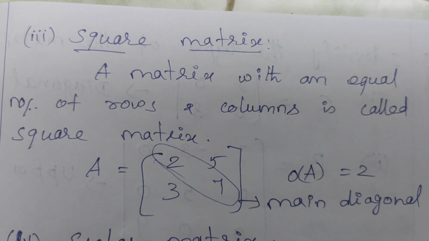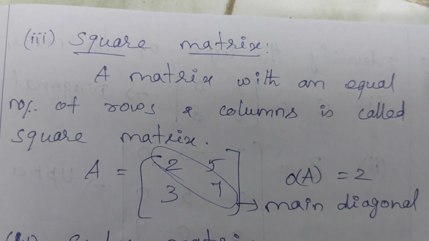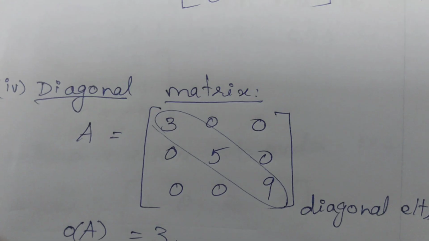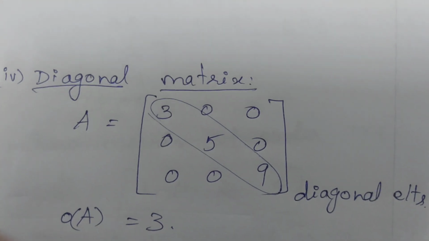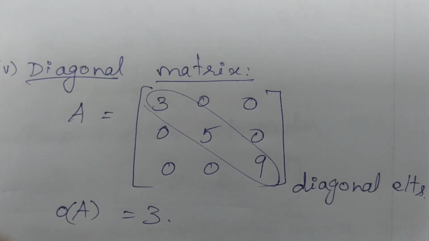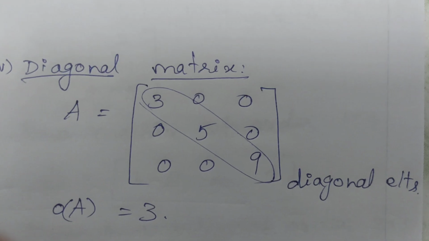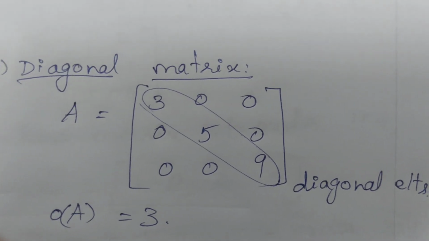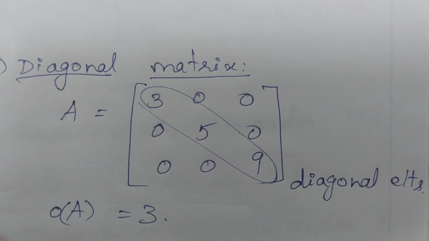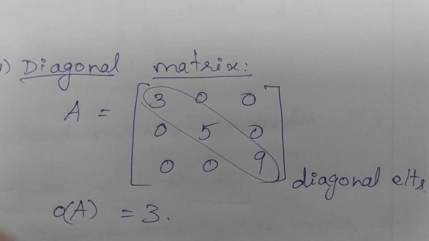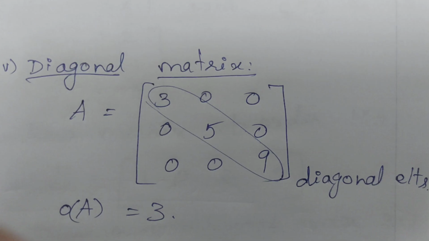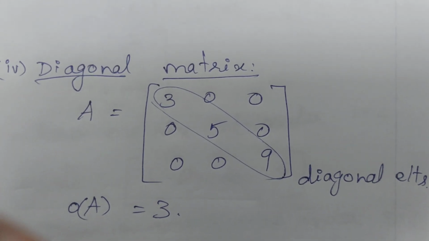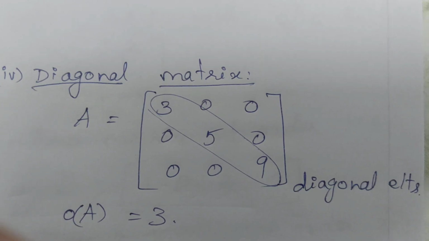Here 2 and 7, those elements are called main diagonal elements or diagonal elements. In a square matrix, if all the diagonal elements are non-zero and all other elements other than the diagonal elements are equal to 0, then the square matrix is nothing but a diagonal matrix. So a diagonal matrix is also a square matrix, but with only diagonal elements non-zero. All other elements are 0.